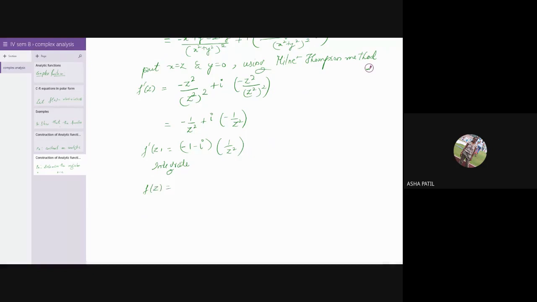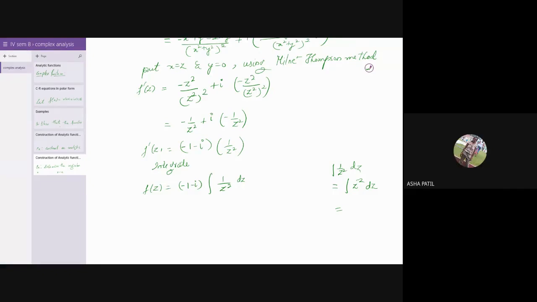F of z is equal to minus 1 minus i, the constant, will keep outside, integration of 1 by z square dz. What's the integration of 1 by z square? It can be written as, what will you write integration of 1 by z square as? It is z raised to minus 2. What's the integration of z raised to minus 2? Minus 1 by z.